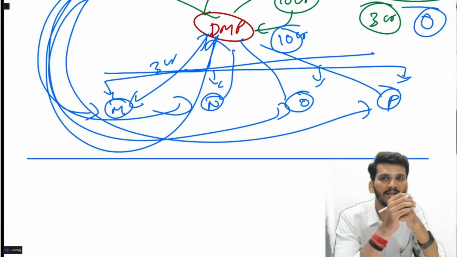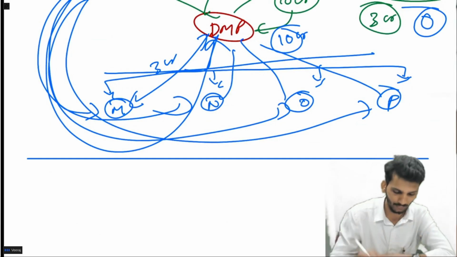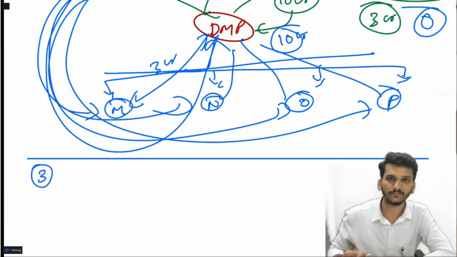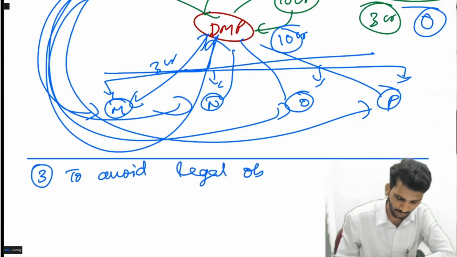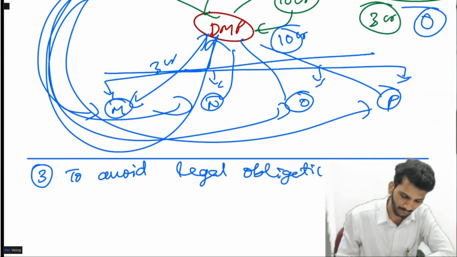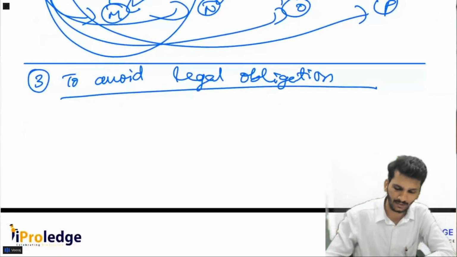Is that okay? Second case, what is that? To protect the tax or revenue. Third one is to avoid legal obligation. What is legal obligation?